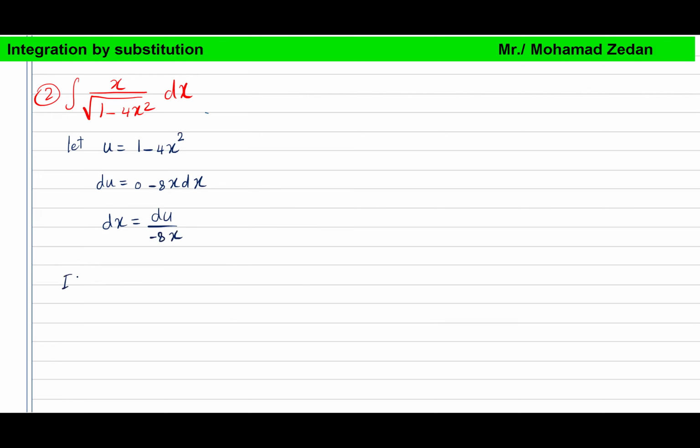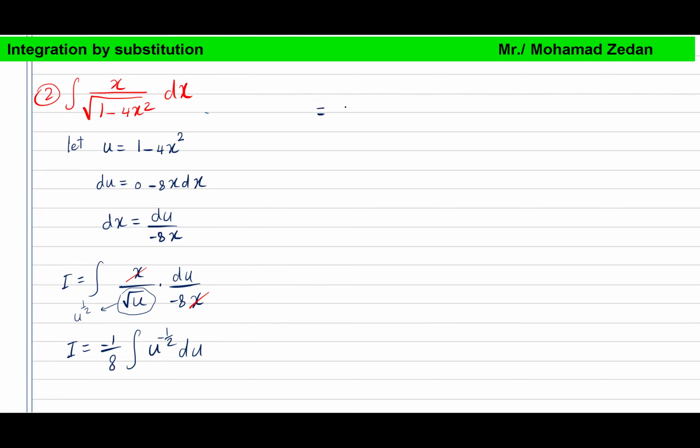So my integral now is integral of x over square root of u dot the dx, which is now du over negative 8x. You can cancel x and x now, and the integral can be written as negative 1 over 8, just make it outside the integral. This is square root of u. I can bring it up: it's now u power half, and if you bring it up, it will be u power negative half du.